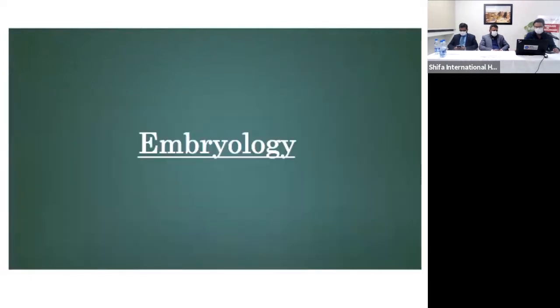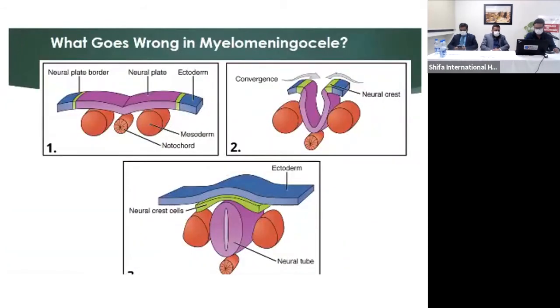So, a brief review of the embryology, so that we come to know how the spinal cord forms, and at which stage the abnormality of the spinal cord will occur. Basically, this diagram is showing the neurulation process, which starts at the third week, in which the neural tube will form. This process is called neurulation.